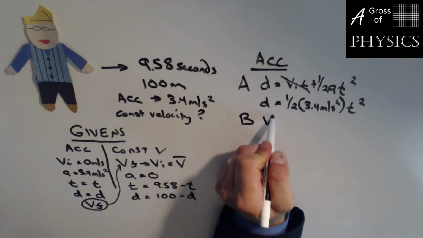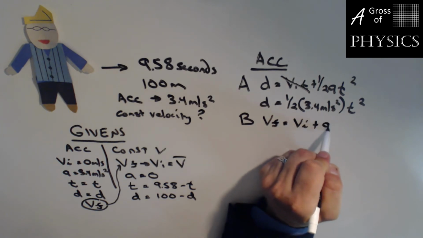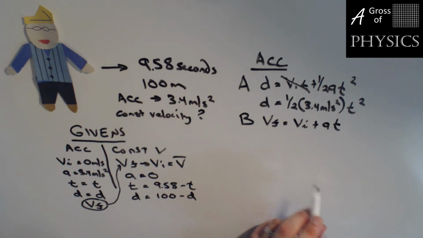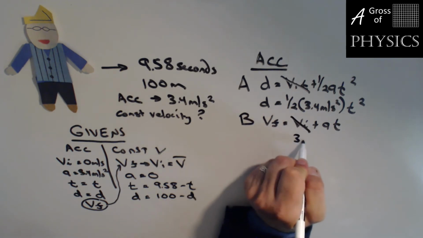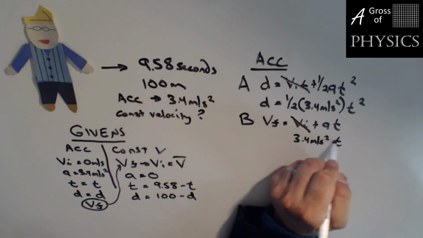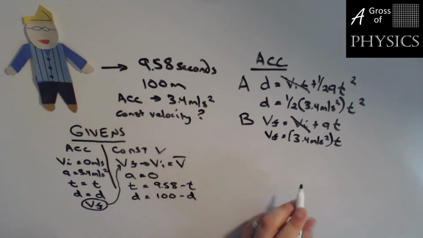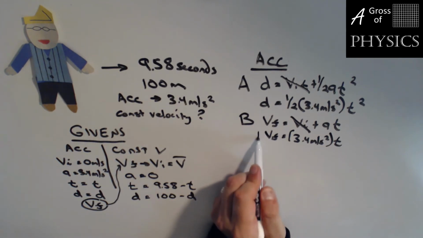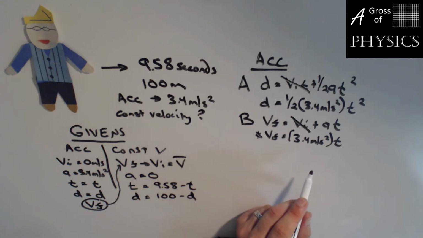To find VF, we would use equation 3. VF equals VI plus AT. Now VF, I don't know. VI is 0. A is 3.4 meters per second squared. And T, well, we just know it as T right now. So VF equals 3.4 T. And this equation is going to allow us to solve for the 2 equations coming together.